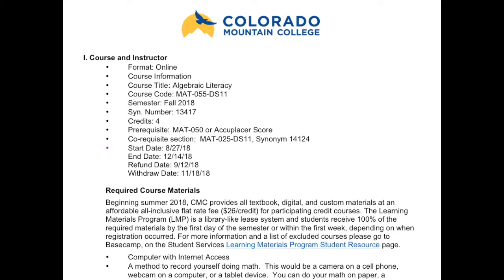The refund date, so if you are in this class and you decided that it's not for you and that you want to maybe not take a math class right now, your refund date is September 12th, 2018. Let's say that you get through the majority of the semester and you're at a point where you're like, hey, I don't think I can finish this class, or I want to drop it. The last day to drop the class with a W is November 18th. Okay, so that's really important. And I will remind you of all of these dates as we go through.